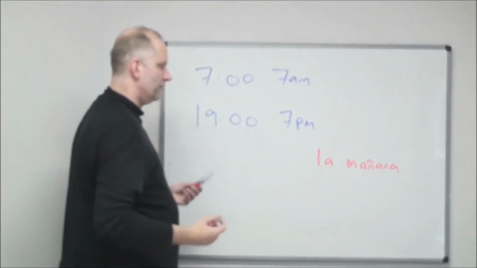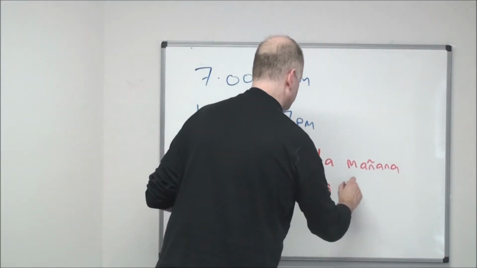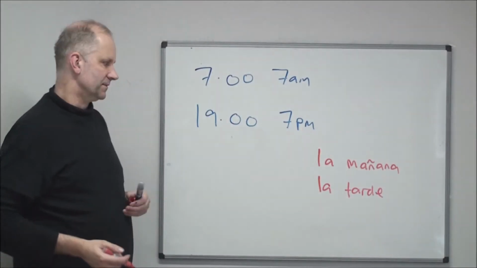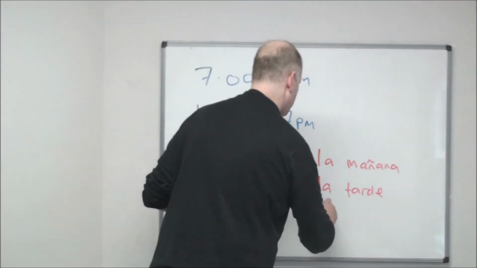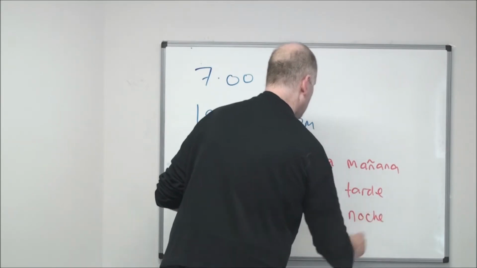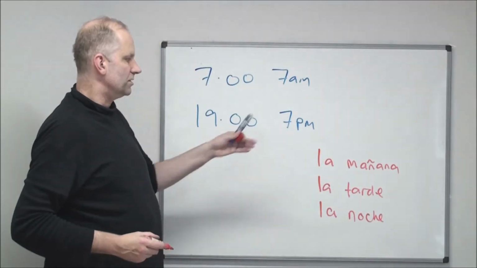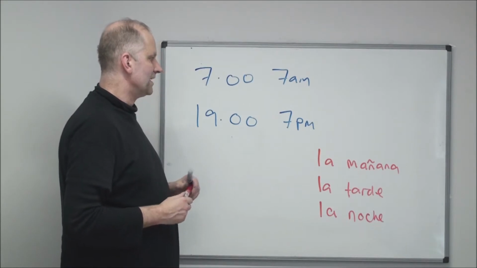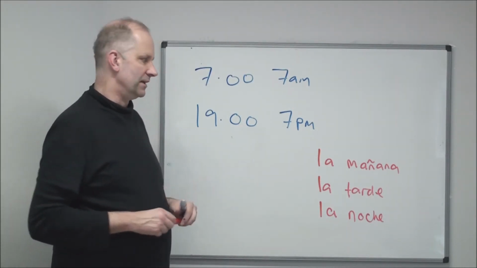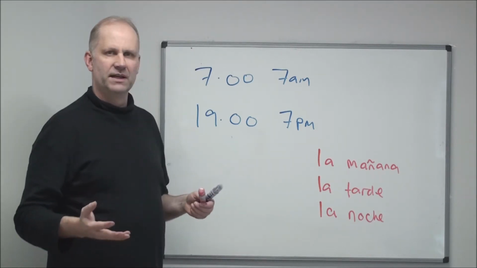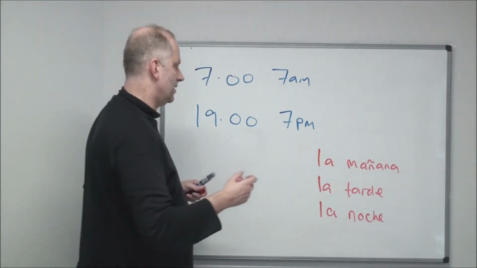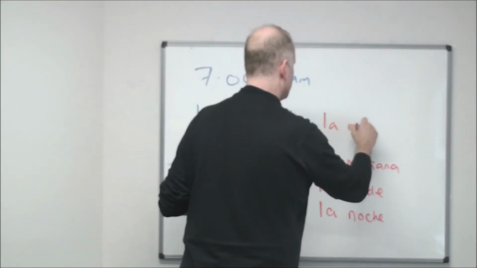The word for afternoon is la tarde. But la tarde also means evening. And then the word for night is la noche. There's also another word, so if you say something like 6 or 7 in the morning, there's also a word for early morning, which is perhaps after midnight, up to sort of 3 or 4 o'clock. So that would be la madrugada.